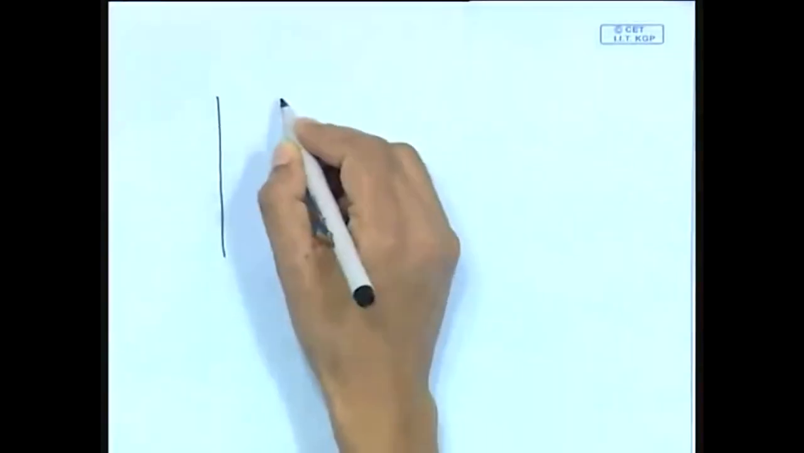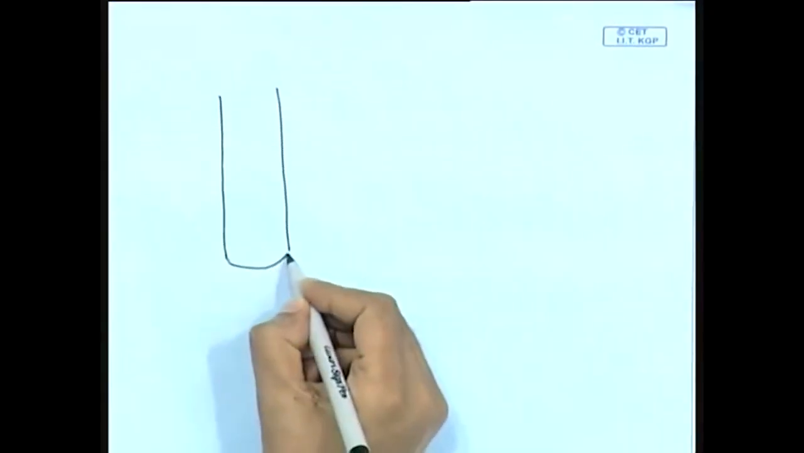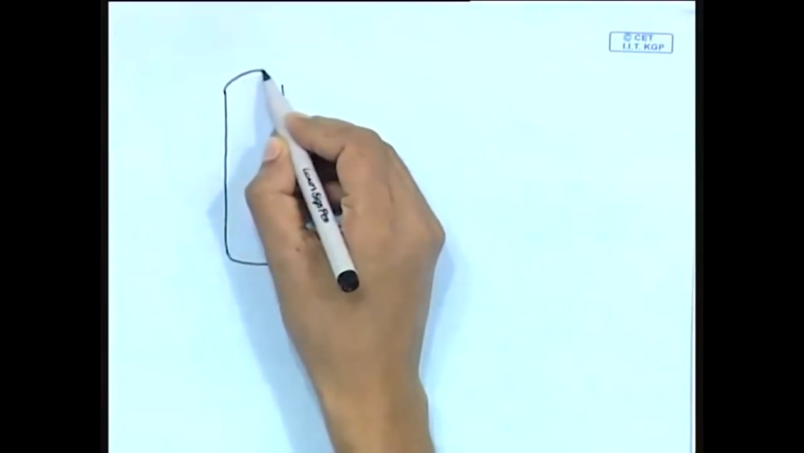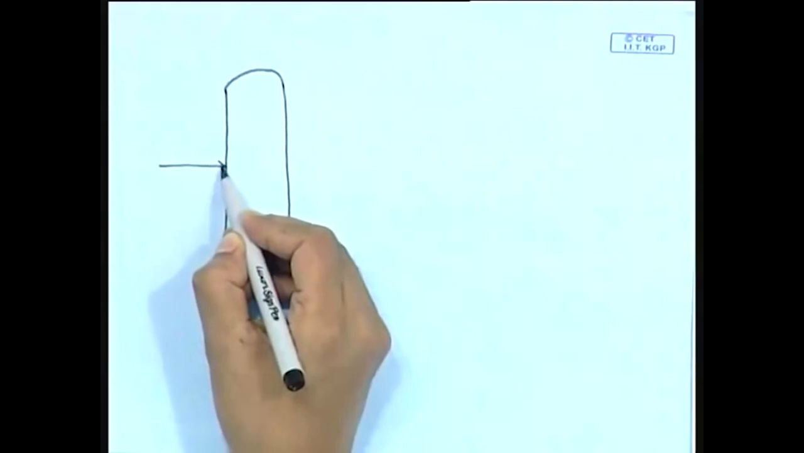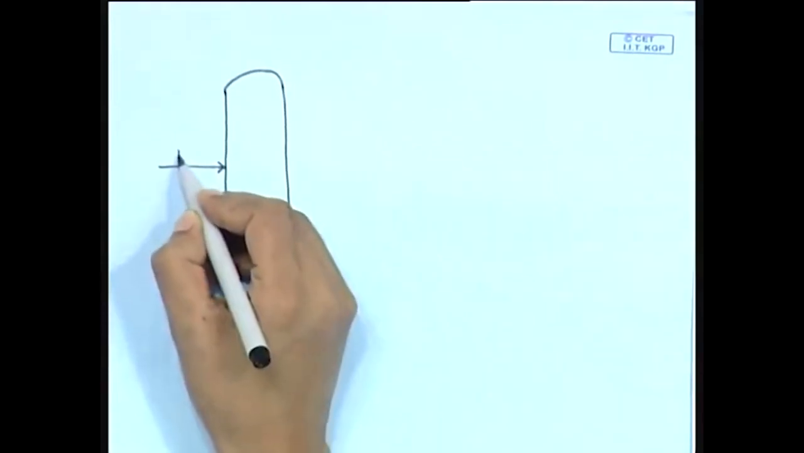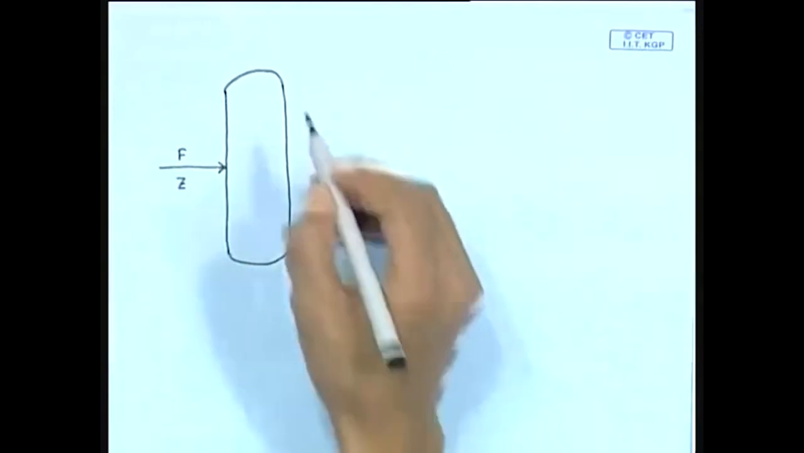So today we will continue our discussion with the example of distillation column. Again I am drawing the schematic of the distillation column. This is the tower. Now feed is introduced in the feed tray. Feed flow rate is F, composition is Z.